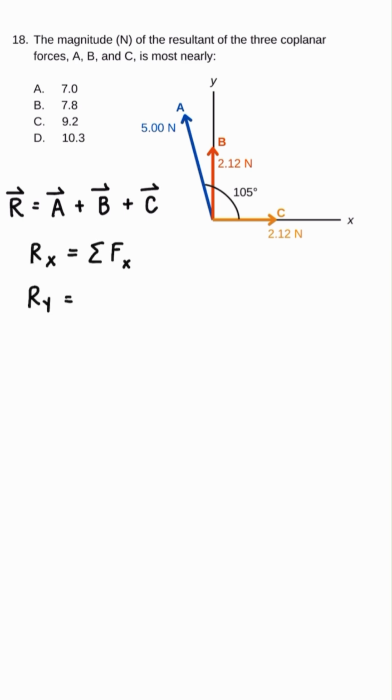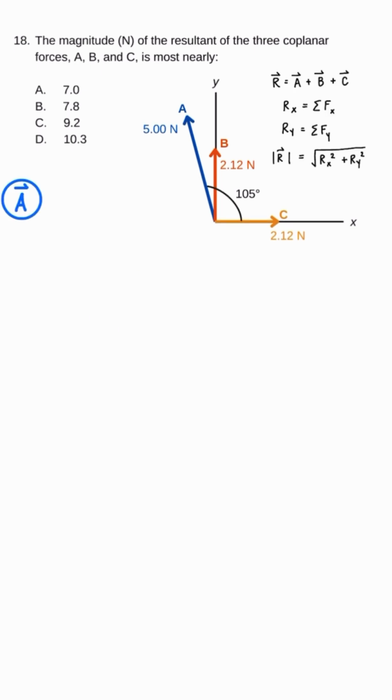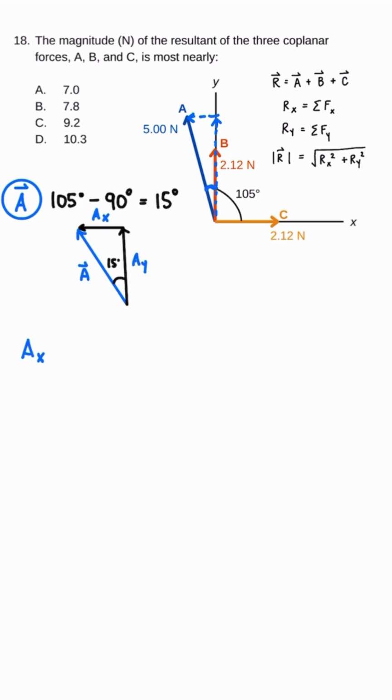And then to find the magnitude, we will take the resultant x component and the resultant y component, square them, add them together, and take the square root. So first, let's find the x and y components of force A. If we draw out the x and y component, we see we make a right triangle. We can also determine the angle that the force makes with the y-axis by subtracting 90 from 105, leaving us with 15 degrees. So from geometry, we can use SOHCAHTOA.